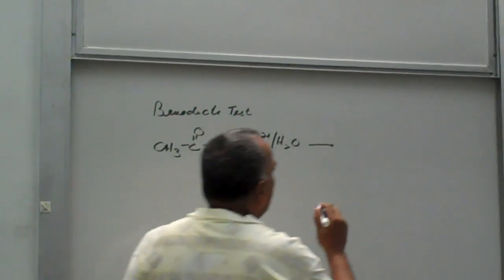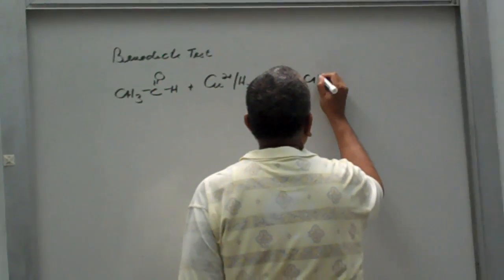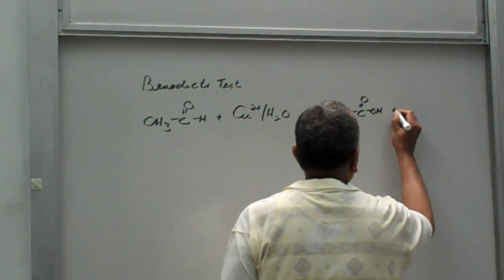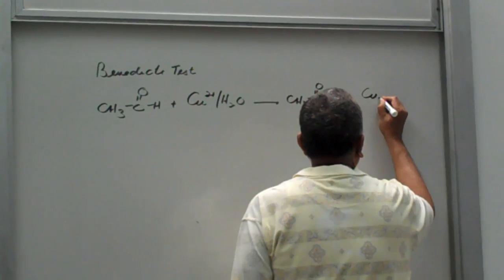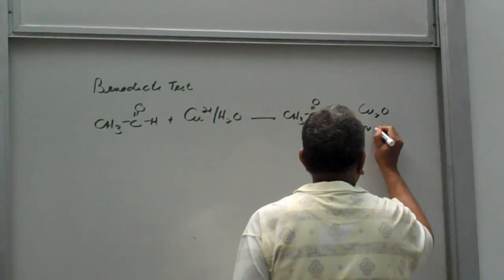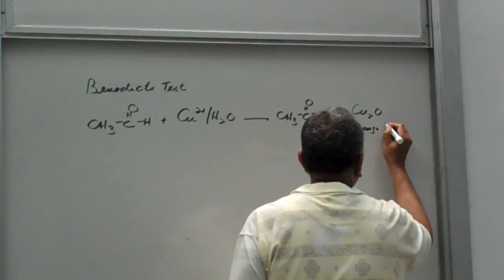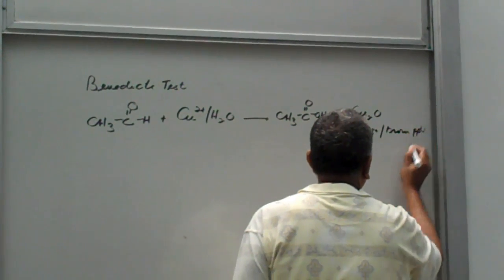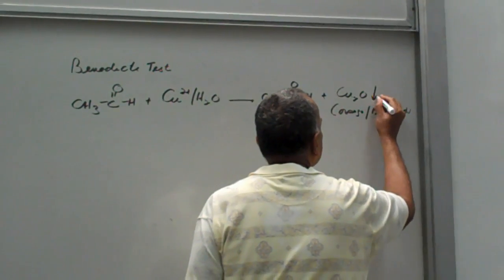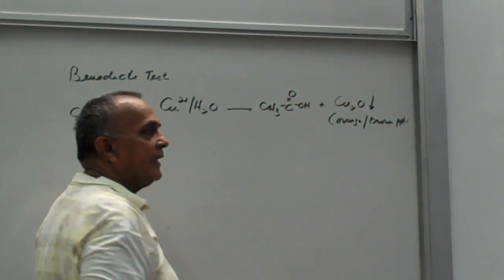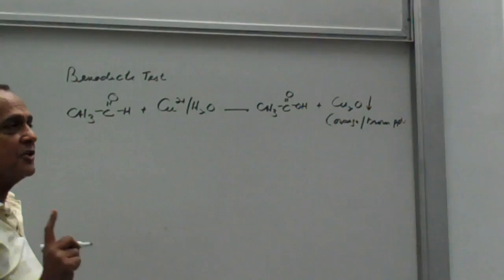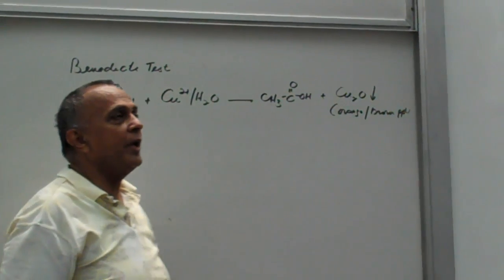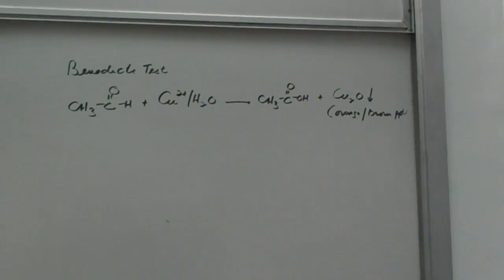And when you add it to the aldehyde and boil, the aldehyde is oxidized to the acid, but we get an orange-brown precipitate coming out of the solution. And any substance that's a reducing agent, when it reacts with Benedict's reagent, it will always produce this orange-brown precipitate.